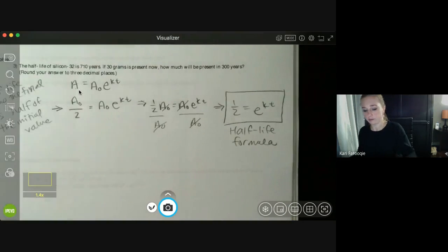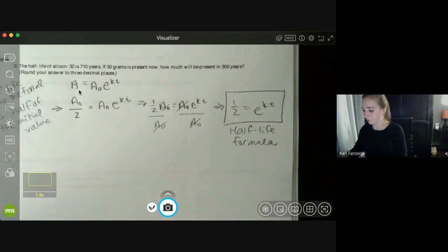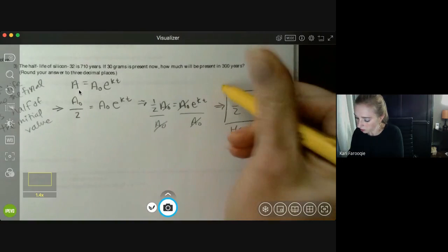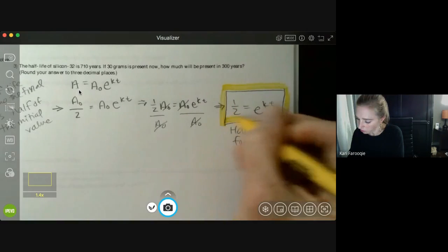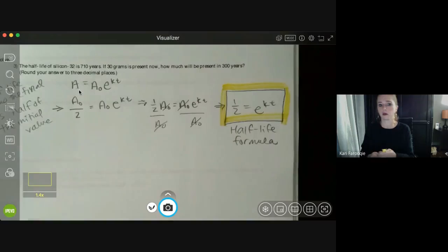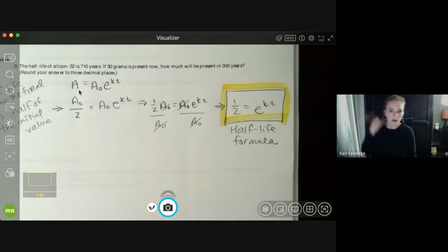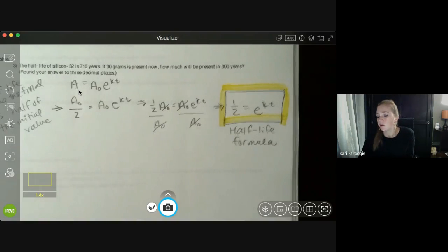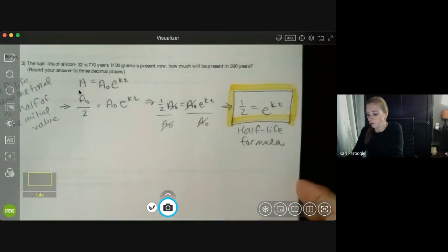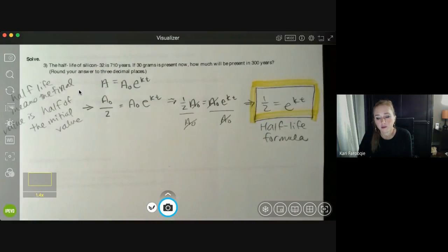You might want to highlight that, put a star around it. Sometimes students like to put clouds around important things. This is your half-life formula. Sometimes half-life problems can be tricky because a lot of times they involve 2 steps. So make sure that you have this well noted. Does anyone have a question before we use this formula about how we obtained it?